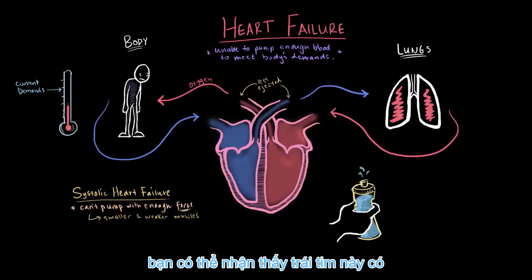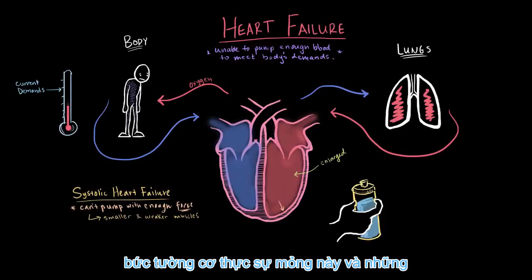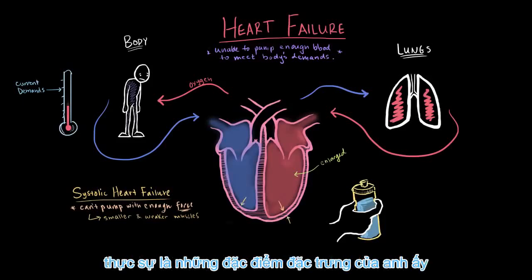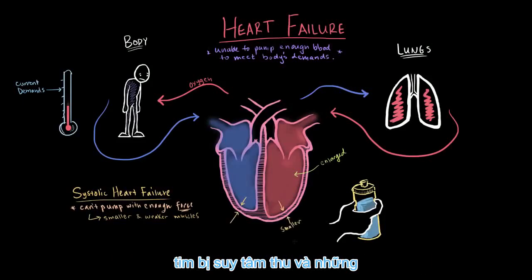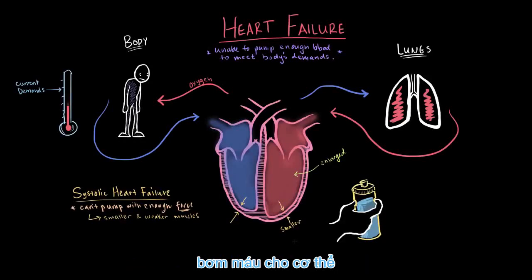You probably noticed that this heart has these sort of enlarged looking lower chambers, and at the same time it has this really thin muscle wall. And these are really characteristic traits of a heart with systolic failure. And these small muscles make it really hard for it to pump blood to the body. So that was the first type of heart failure.